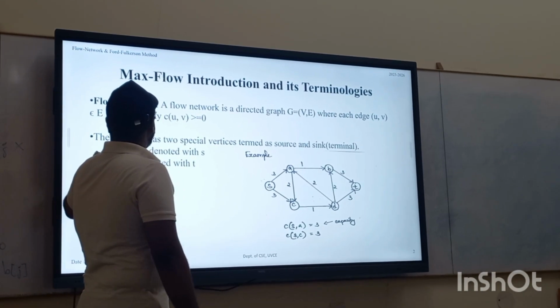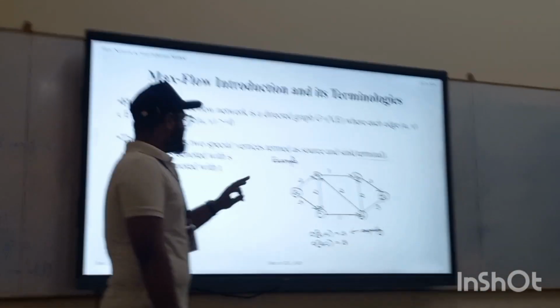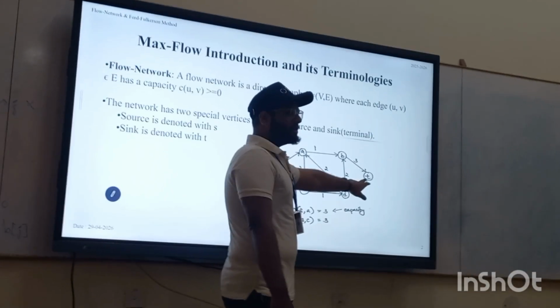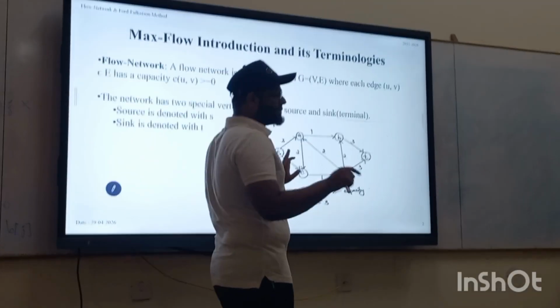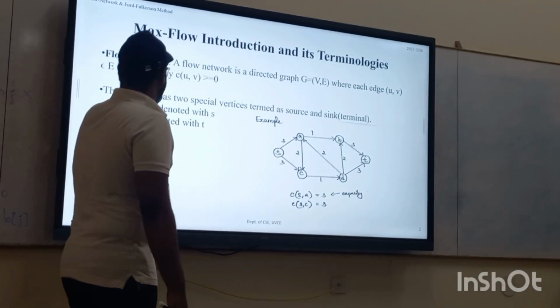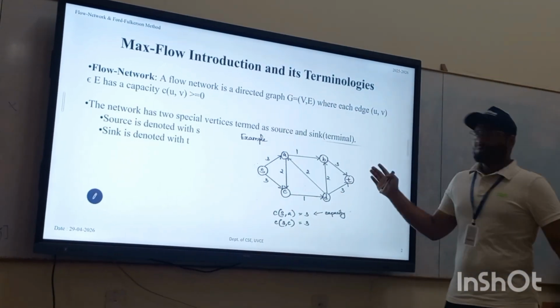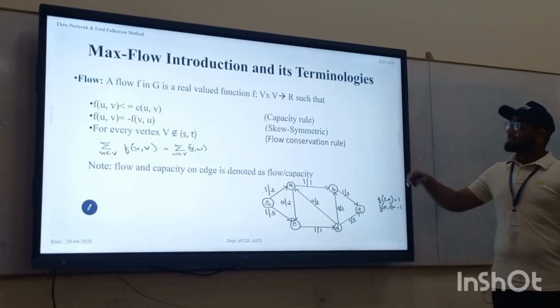In a flow network we have two special nodes, the source and the sink. Sink is represented with the letter T and source is represented with S. These are the two important vertices which we will be using in the flow network.